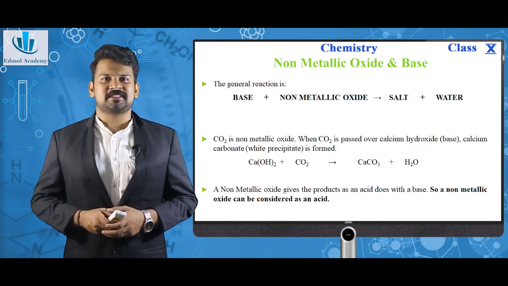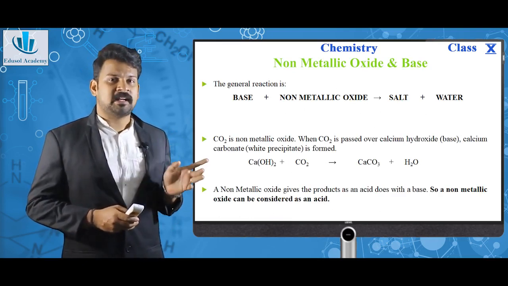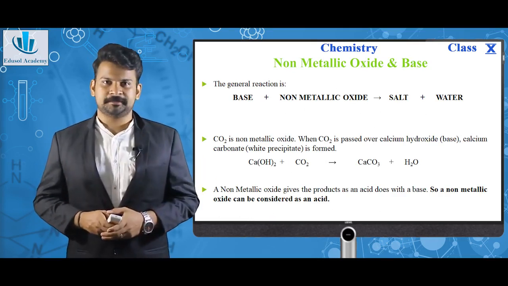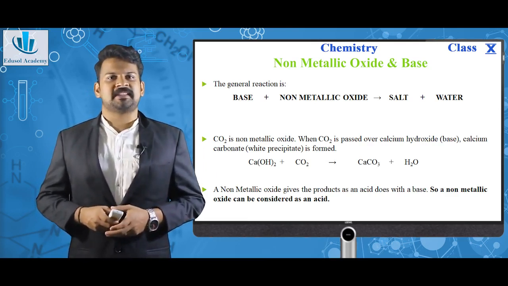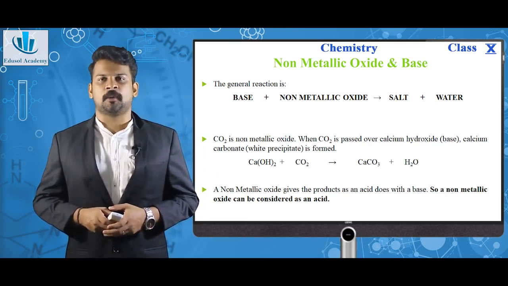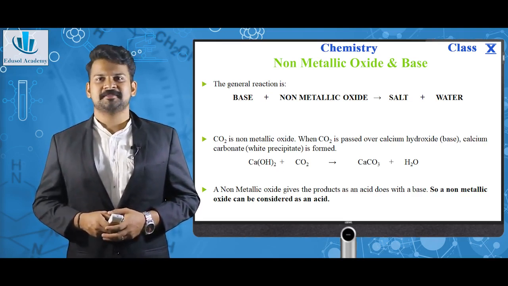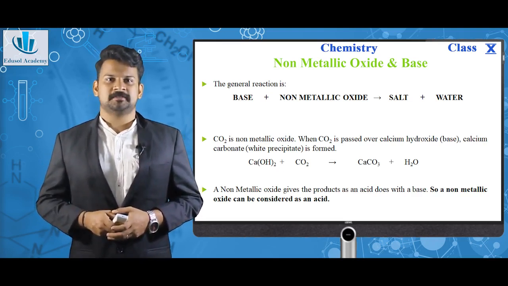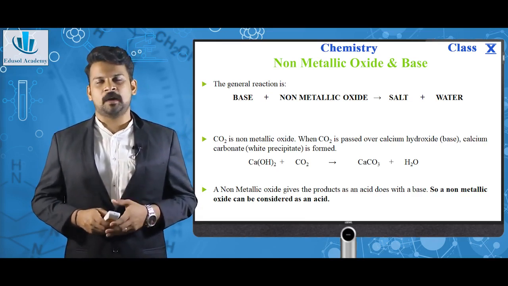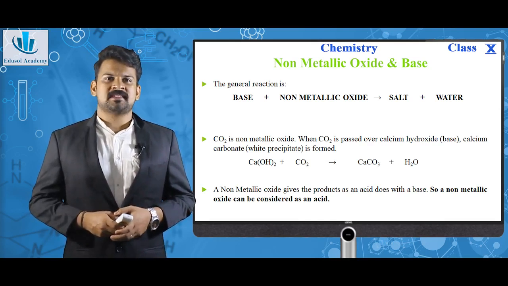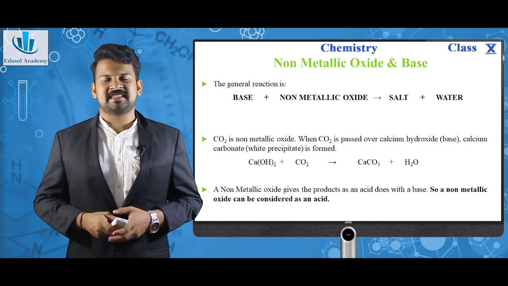Next, non-metallic oxide and a base. The general reaction is base plus non-metallic oxide gives salt and water. Let's again check with an example. CO2, carbon dioxide, is a non-metallic oxide. Carbon is a non-metal. When CO2 is passed over calcium hydroxide, which is a base, calcium carbonate is formed. Again, a base plus non-metallic oxide is giving a salt and water. So, as discussed just now, a non-metallic oxide can be treated as an acid.